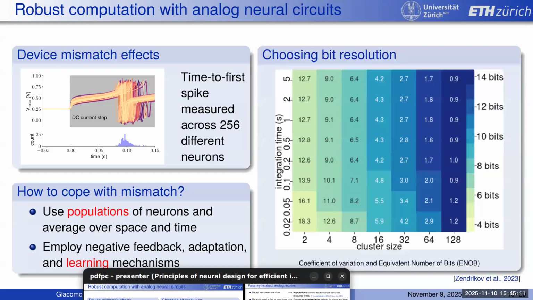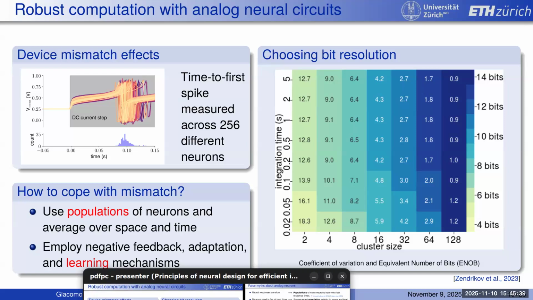And we quantified that. We said, if you have one single neuron, you have a coefficient of variation of 20%. What about if you have clusters of 2 neurons or 4 or 8 and so on? By increasing the cluster size, you can reduce this coefficient of variation. Once you have the coefficient of variation, you can convert that into equivalent number of bits. For computer scientists, it's nicer to think in equivalent number of bits. And the color code shows you here the equivalent number of bits.